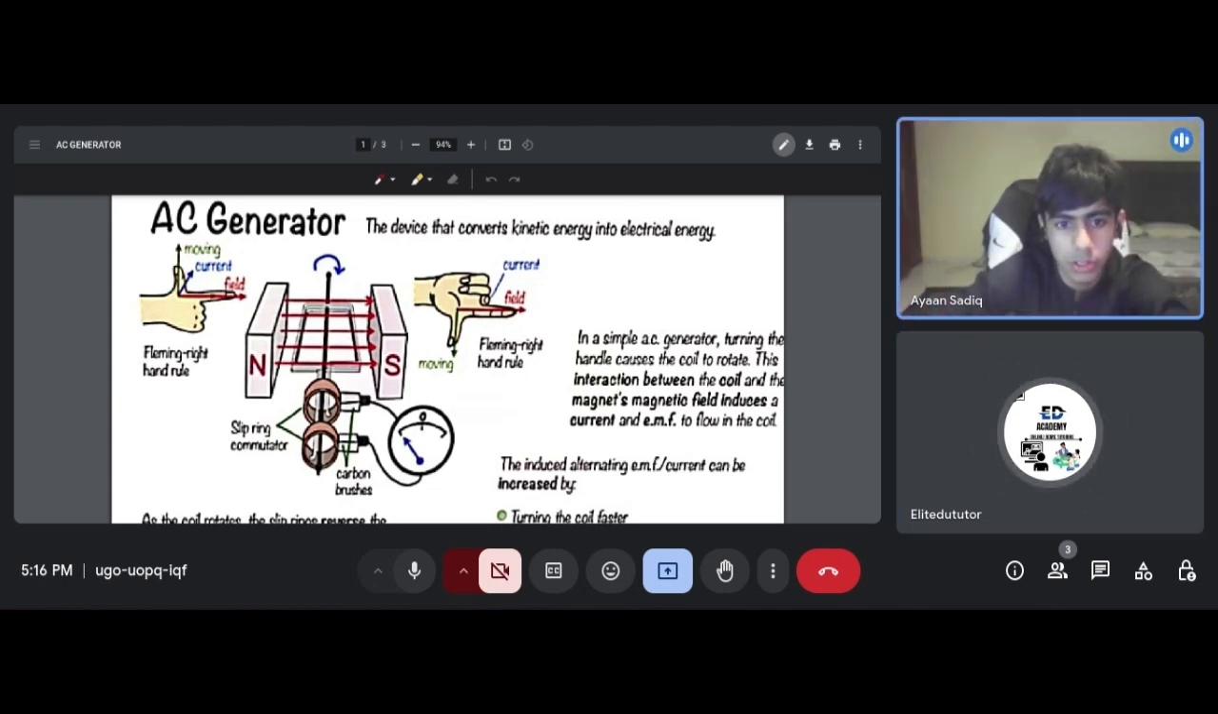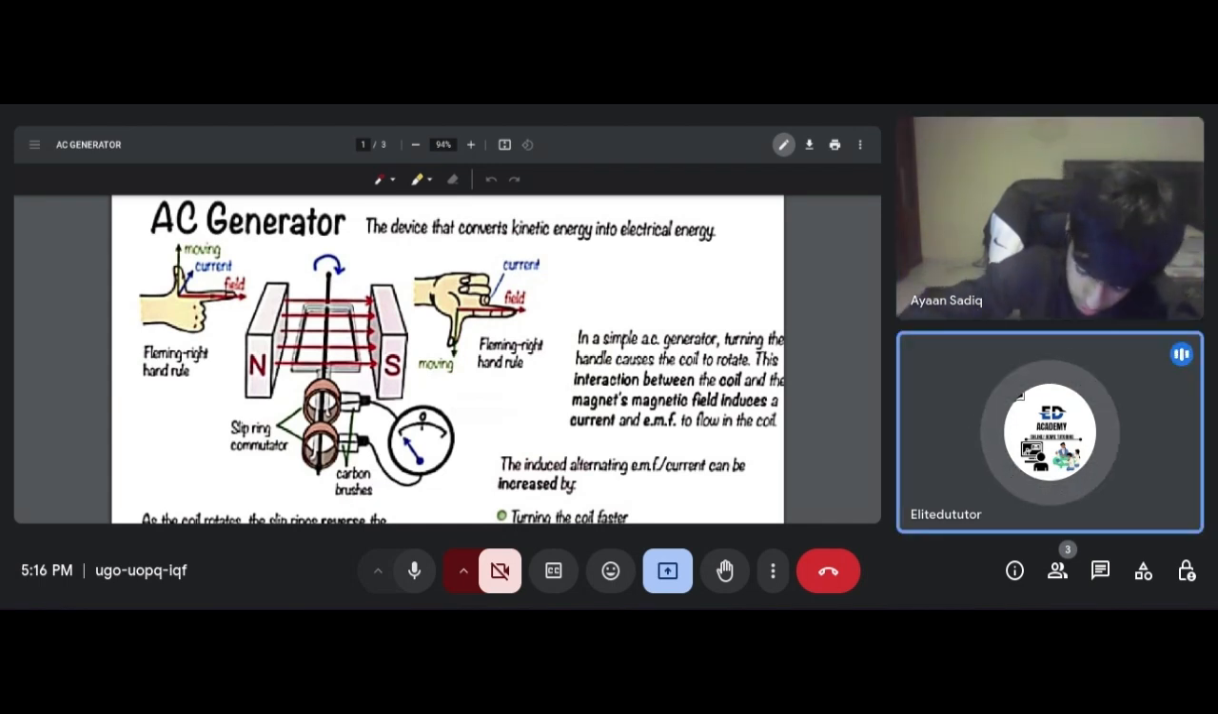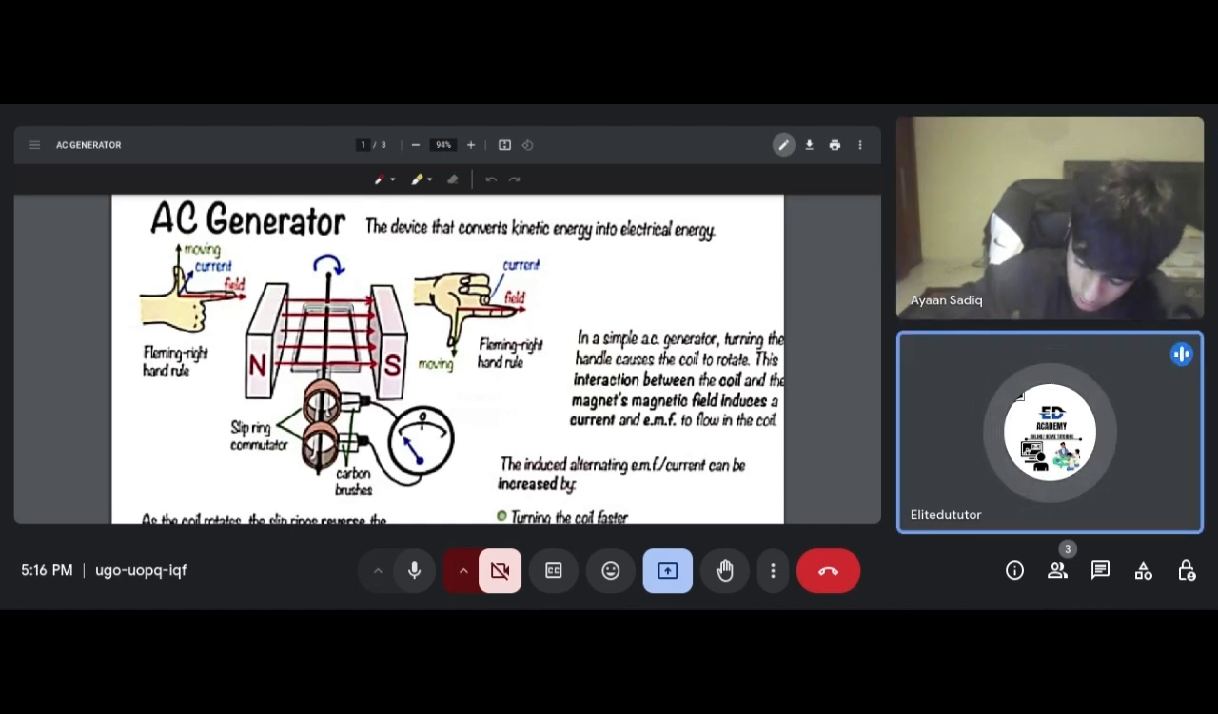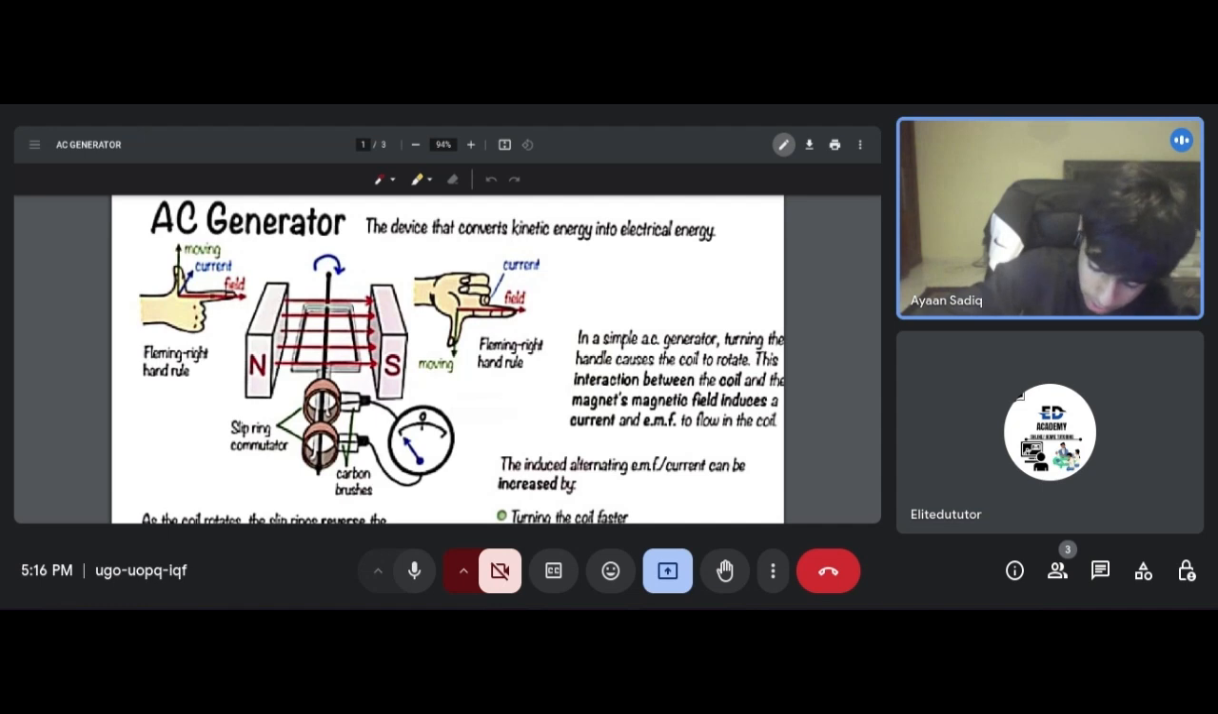Can you repeat it? Yes, okay. I will tell you. You have to write that it is based on the principle of electromagnetic induction.